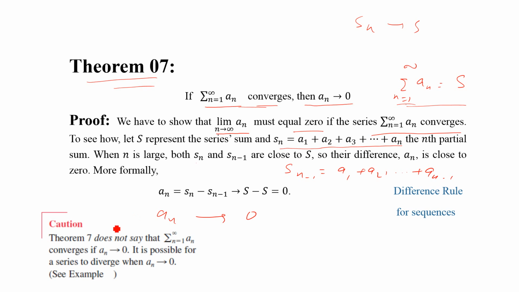Now there is a question. You have to remember that this theorem does not say that the series sigma an converges if an is approaching 0. This does not say that. Okay? This actually says that if the series is convergent, then the nth term, that is the sequence an, converges to 0. So keep it in mind. The converse of this theorem may or may not be true. So it is possible for a series to diverge when an approaches 0. So there might be such a case.